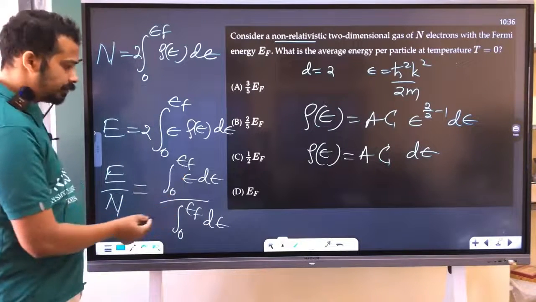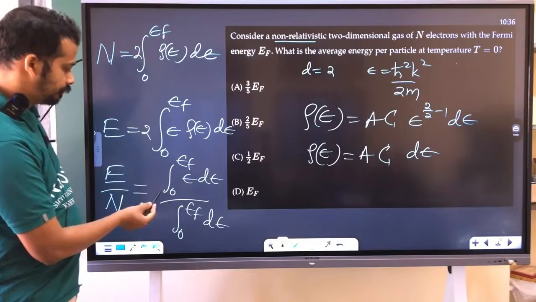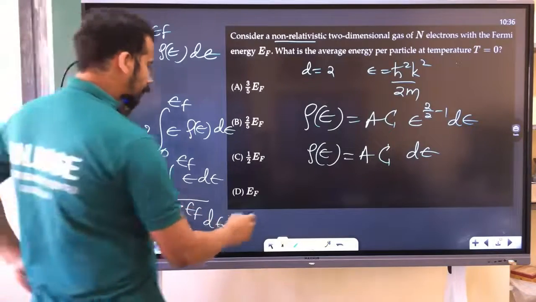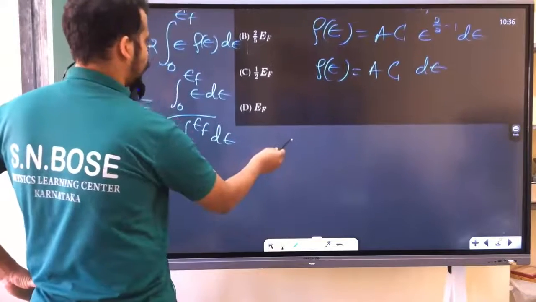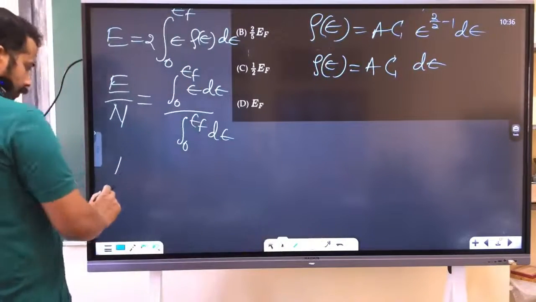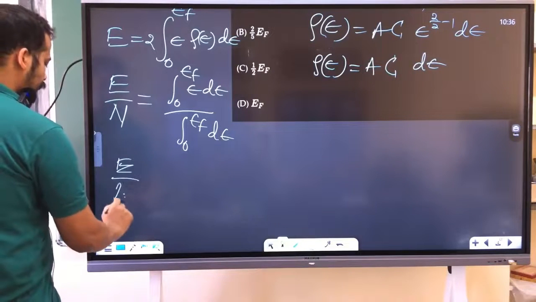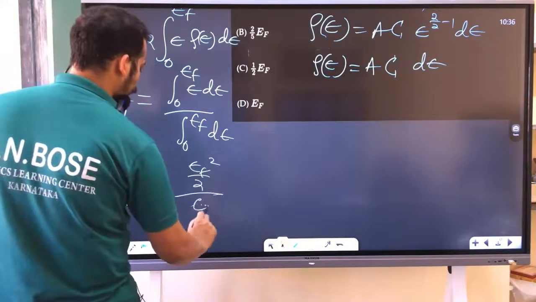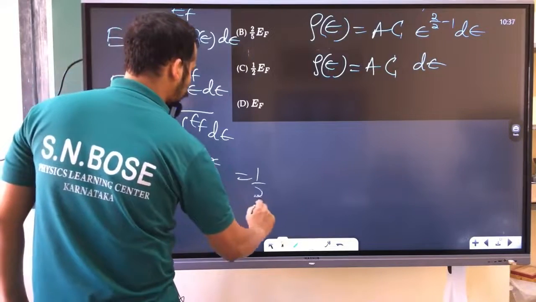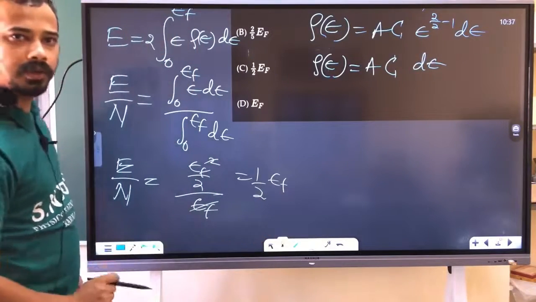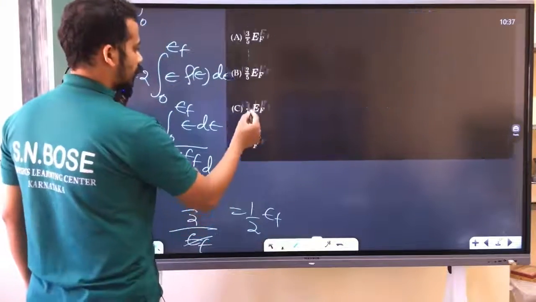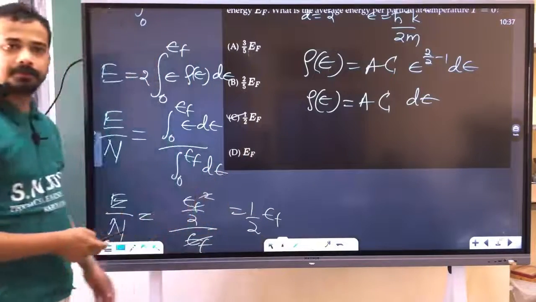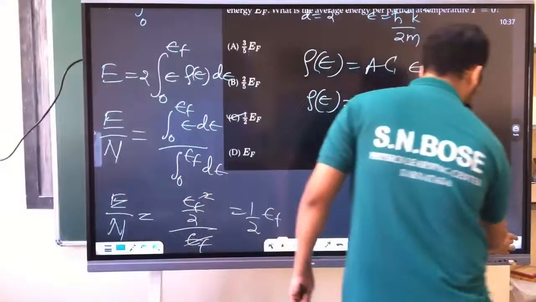This is EF square by 2, divided by EF. Check this out. Energy per particle, that's what he's asking. That's equal to EF square by 2 divided by EF, that's equal to half of EF. Is that okay? Half of EF. You have that option. Don't miss this one, very frequent question.